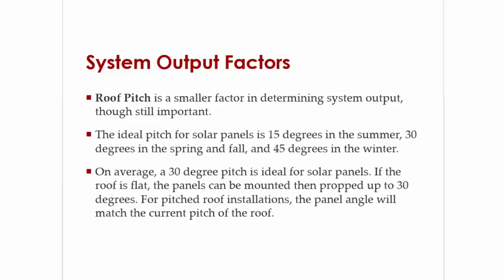Roof pitch is a smaller factor in determining system output, though still important. The ideal pitch for solar panels is about 15 degrees in the summer, 30 degrees in the spring and fall, and 45 degrees in the winter. On average, a 30-degree pitch is ideal for solar panels. If the roof is flat, the panels can be mounted, then propped up to 30 degrees. For pitched roof installations, the panel angle will match the current pitch of the roof.